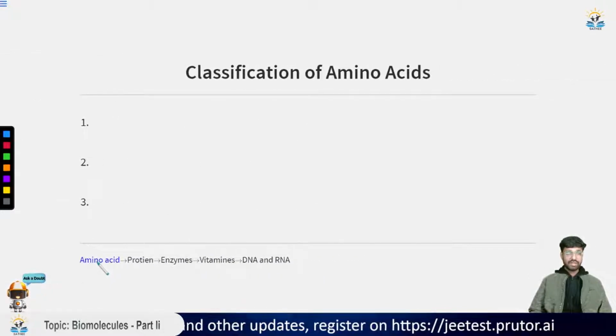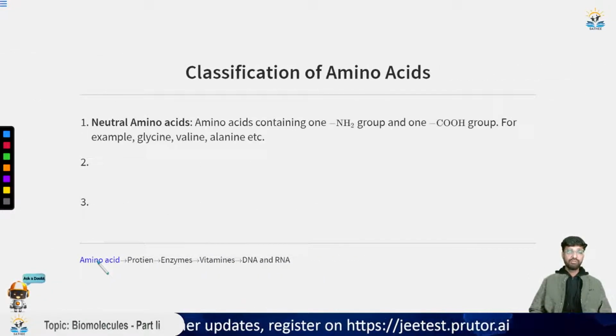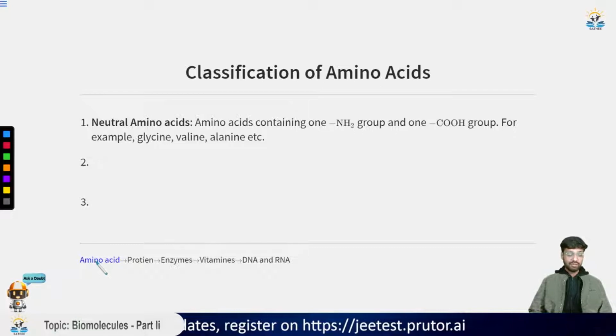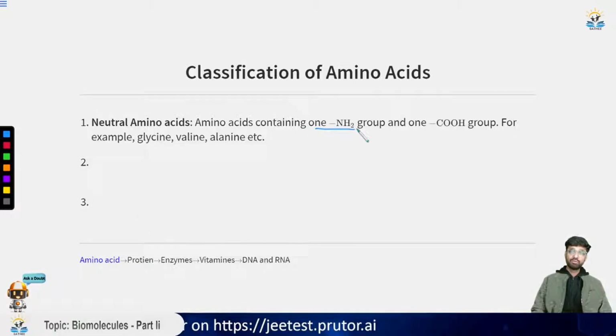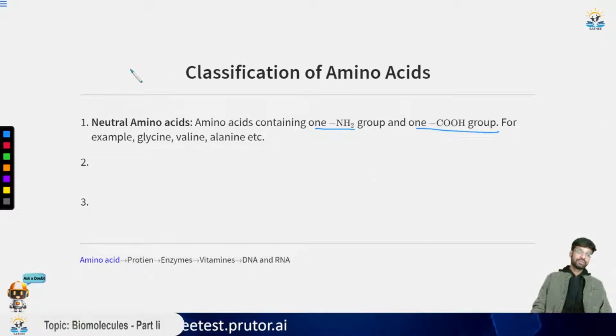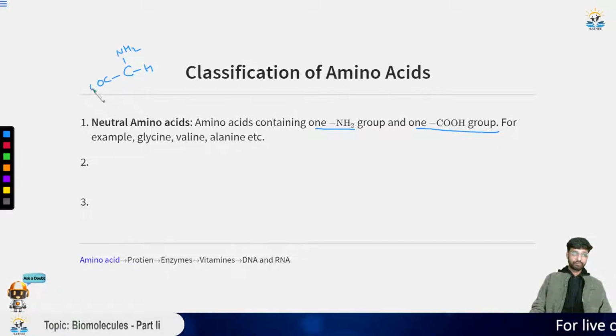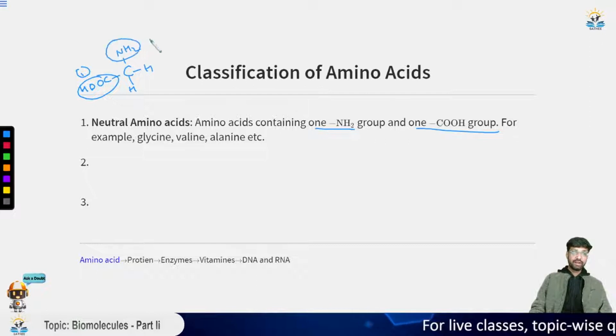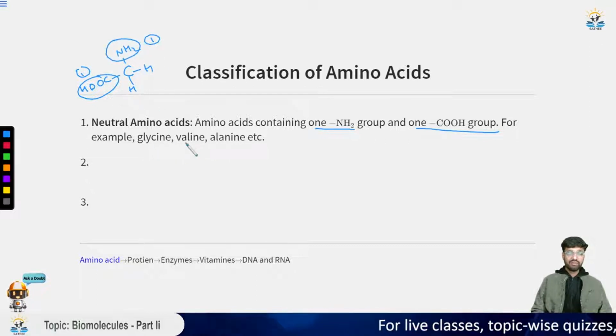Next, what is the classification of amino acid? The first is the neutral amino acid, which I have told you earlier. The neutral amino acid is one that contains only one NH2 group and one COOH group, like the glycine we have. If you look at the structure of glycine, it looks like this. So it has one carboxylic acid and one amine. Similarly, we have valine, alanine, etc.